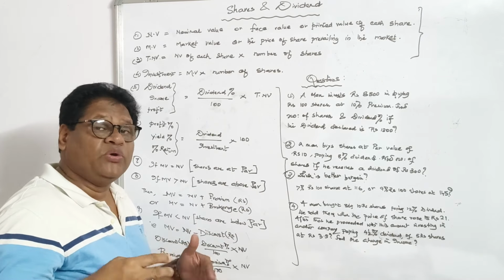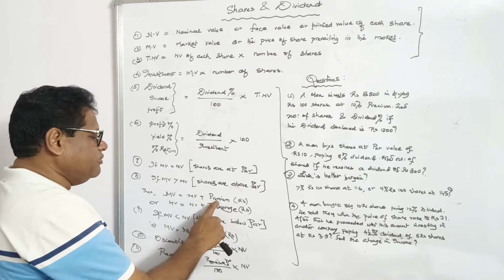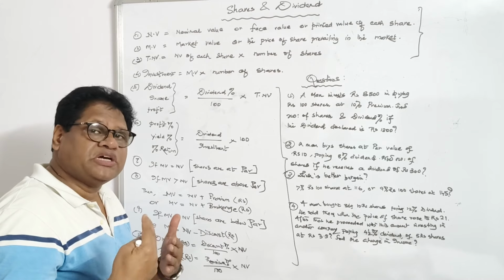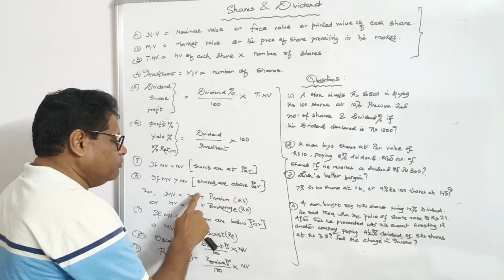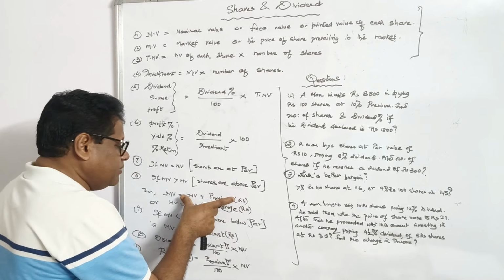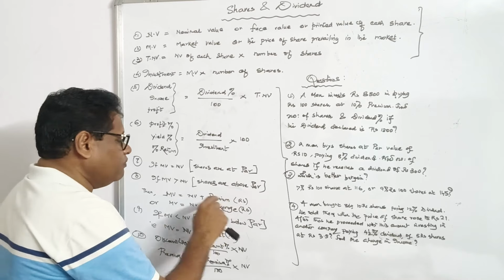What could be the reason? Why are you paying more than the printed price? The reason one is premium. This is the extra money charged by the company, by some reputed companies. So you are paying nominal value plus premium in rupees. This amount is the market value. This is called above par investment.